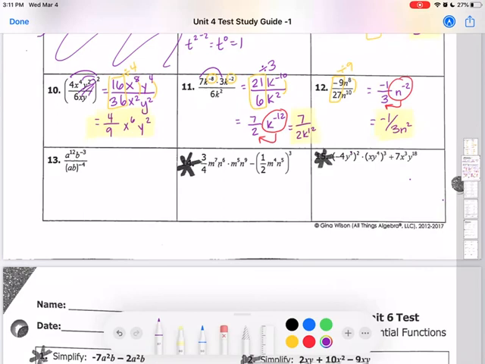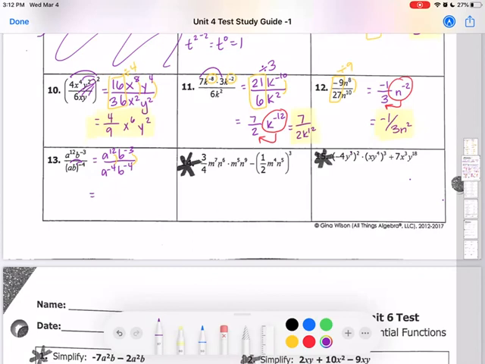All right, number 13. I want to simplify top and bottom if I can. The top cannot be simplified, but the bottom, I can distribute this negative 4. So I get a to the 12th, b to the negative 3, over a to the negative 4, b to the negative 4. Now I'm going to use quotient rule and subtract to simplify this.